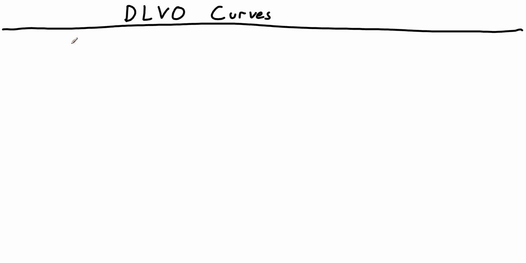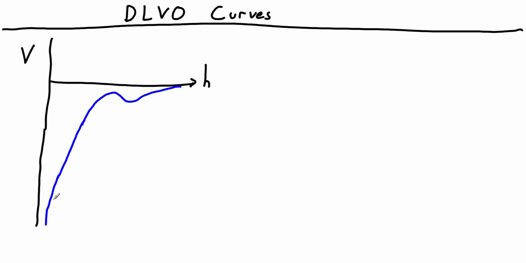Let's graph the expression for these curves. So if we graph potential energy as a function of distance between the particles, we get a curve that looks something like this. Now this curve is a little bit misleading because it looks like we could just keep lowering our potential energy until the distance between the particles is zero.